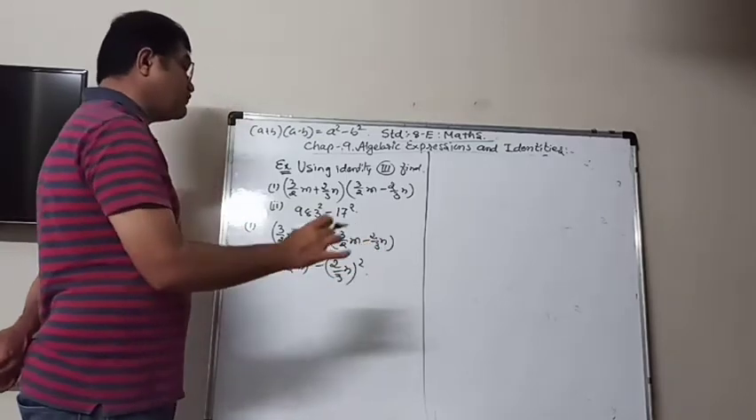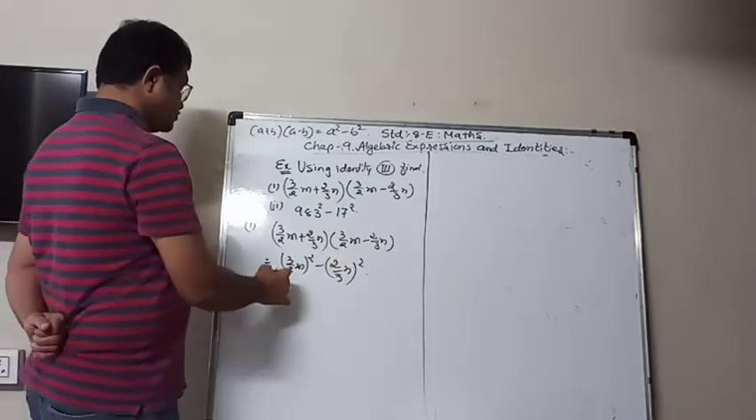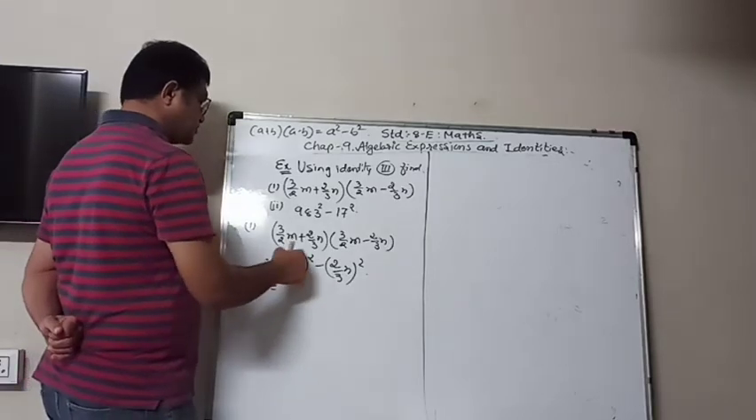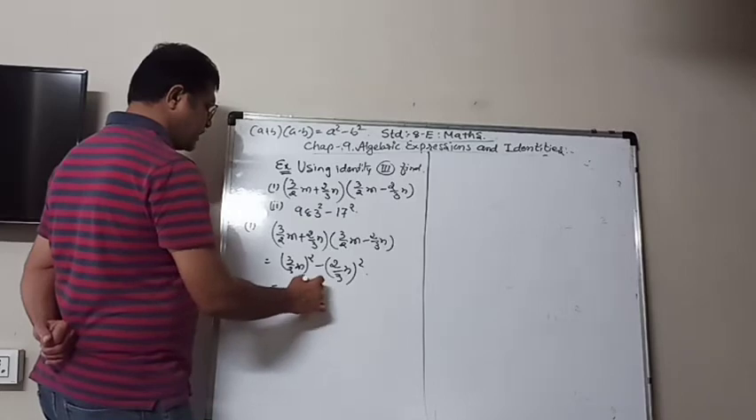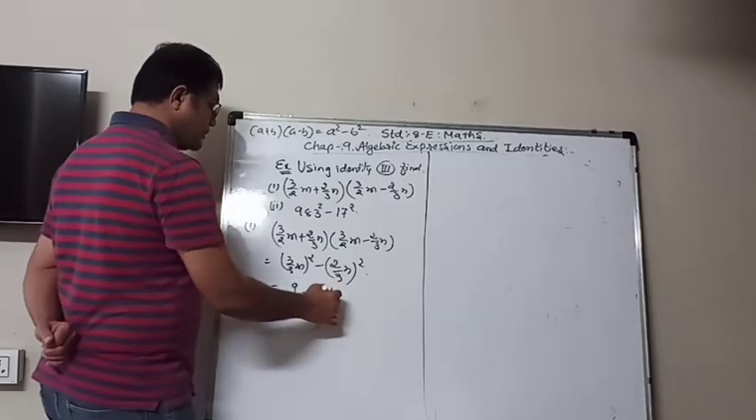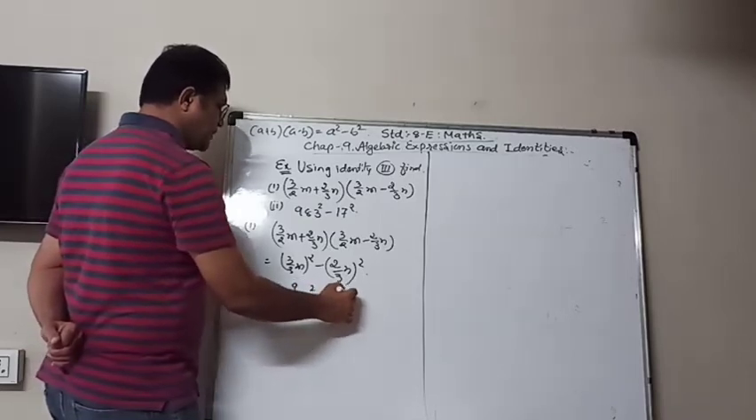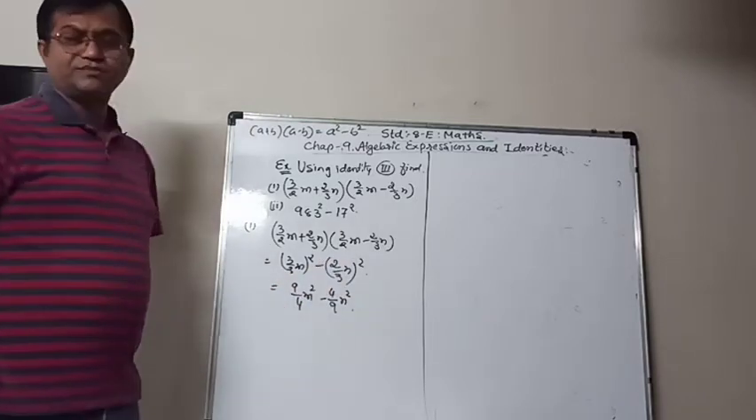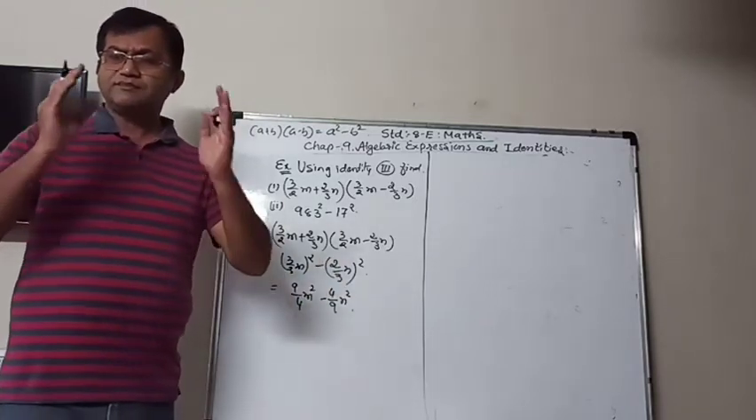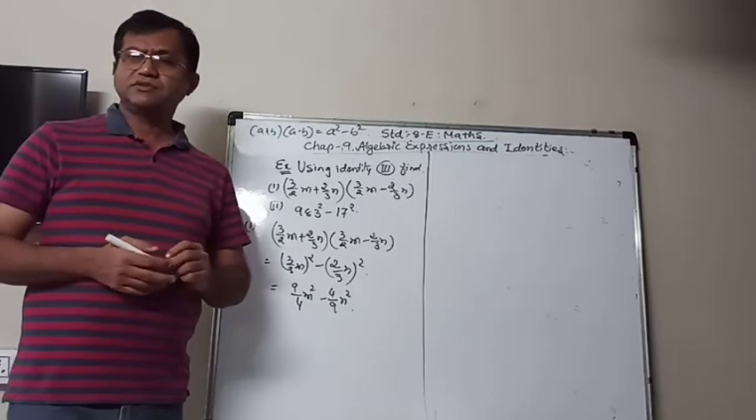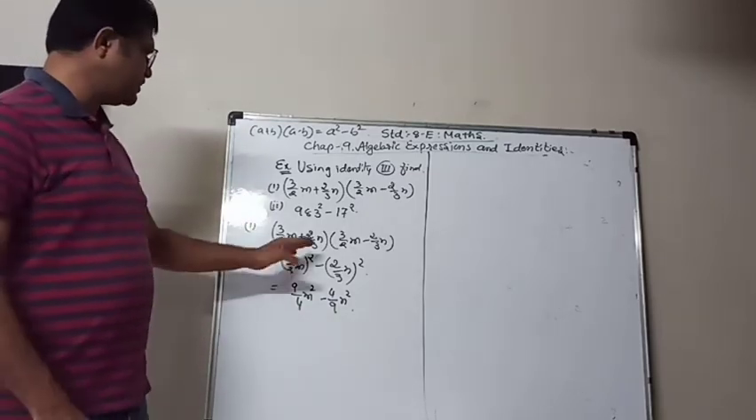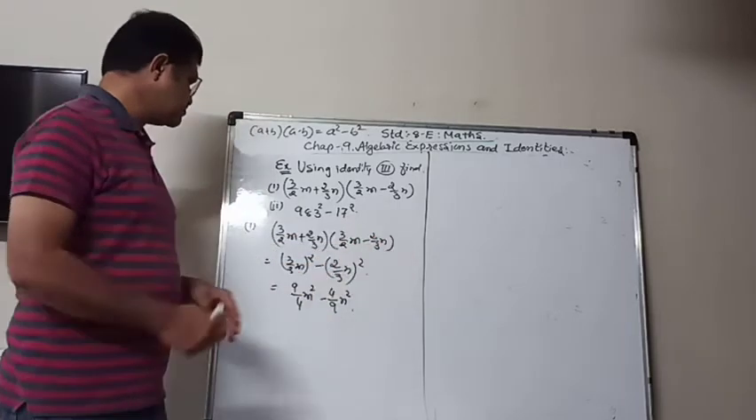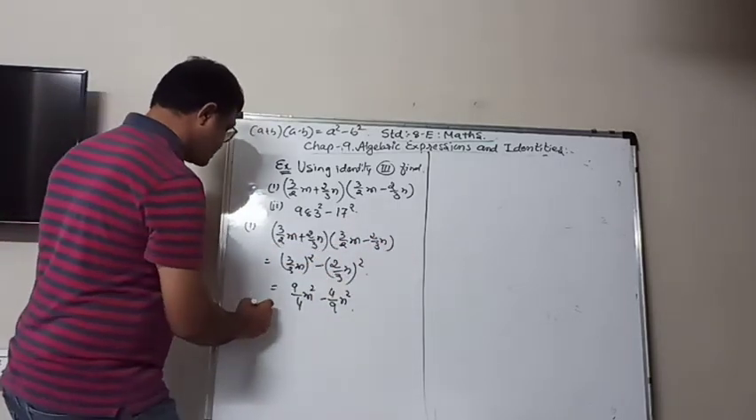So it is very simple. So now 3 by 2 square: 3 square is 9, 2 square is 4, so 9 by 4 m square minus 4 by 9 n square, only that to do. So when in both brackets a and b are the same but the sign is different, a plus b, a minus b, it is a square minus b square.